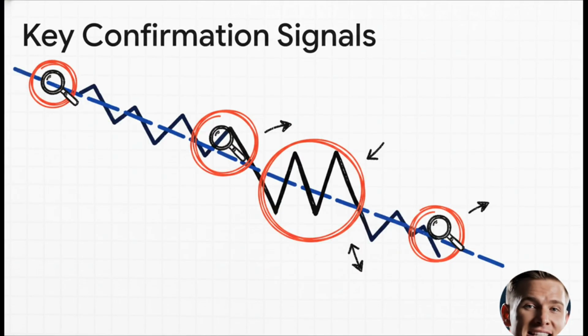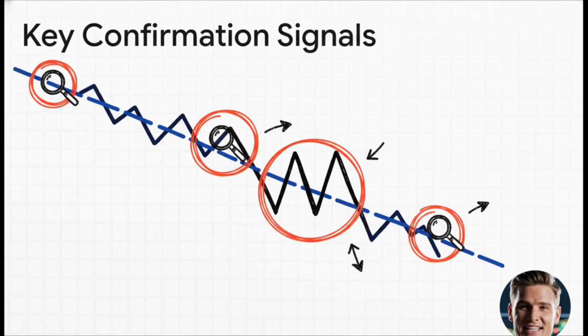So what does that final confirmation actually look like? Well, this is where we look for hard evidence. Just breaking a trend line isn't quite enough. That could just be a temporary dip, a head fake. We need more. You want to look for something like a double top. That's when buyers try to push the price to a new high, fail, and then try again and fail a second time. That's a huge sign of exhaustion.